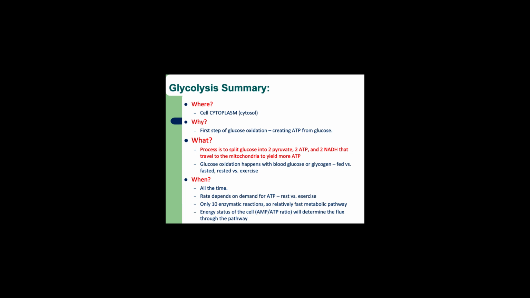So when does this happen? Well, as I mentioned, it happens all the time. And the rate of glycolysis really depends on the demand for ATP within the cell. So remember, we talked about the supply-demand relationship. And the energy status of the cell will dictate how quickly we go through glycolysis to meet the demands of the cell. There are 9 to 10 enzymatic reactions of glycolysis, so it's a relatively fast metabolic pathway compared to other processes within the cell. And really, the energy status of the cell, the AMP-ATP ratio, will determine the flux or the rate through the pathway.